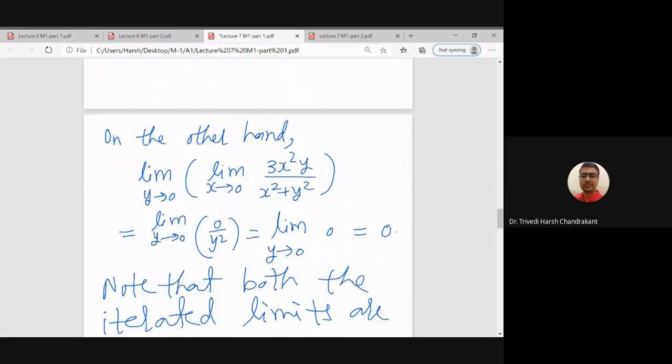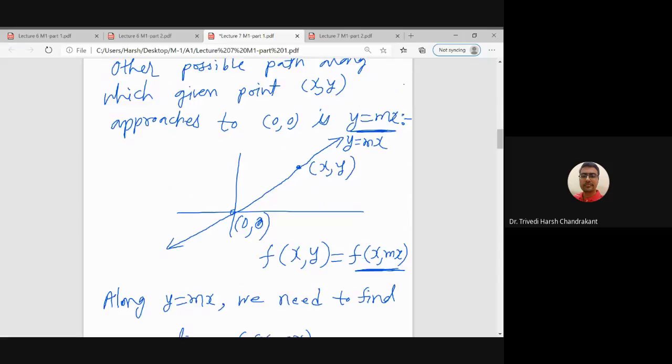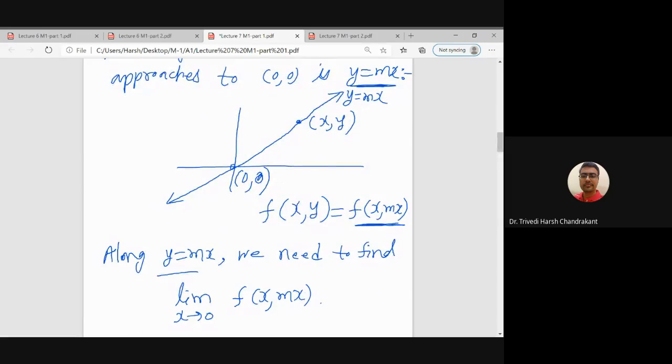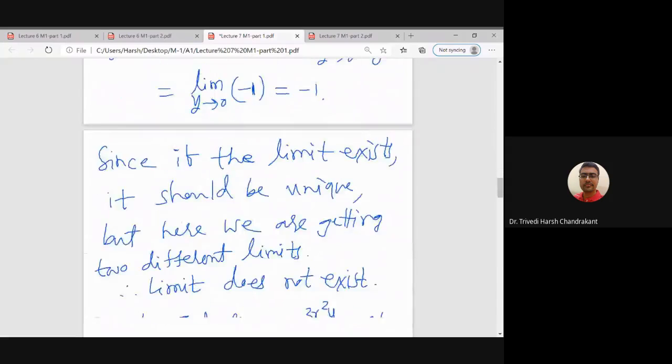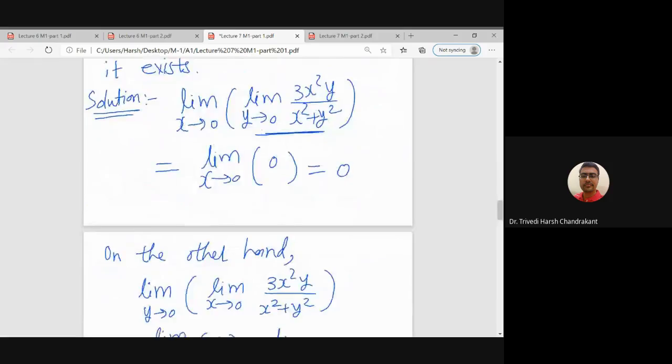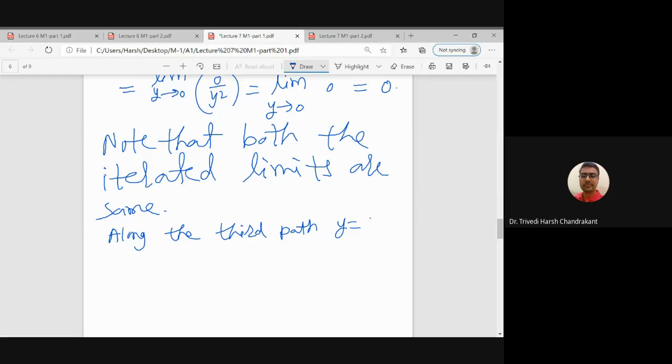So the next step which we have mentioned here is that we need to check along different paths. That is along y equals mx. So let us see along y equals mx whether we are able to get any different limit. So along the third path, y is equal to m times x.